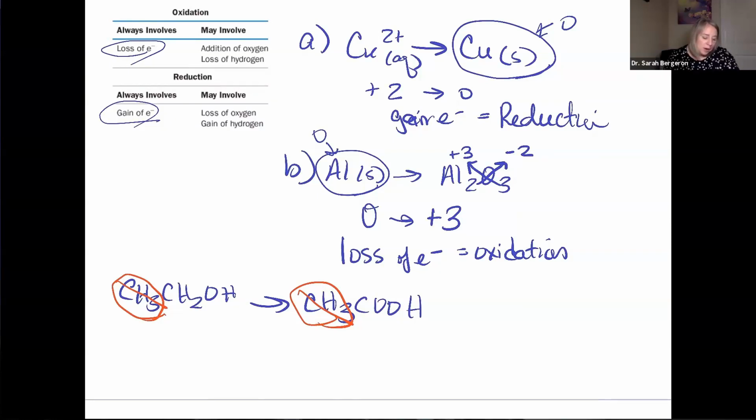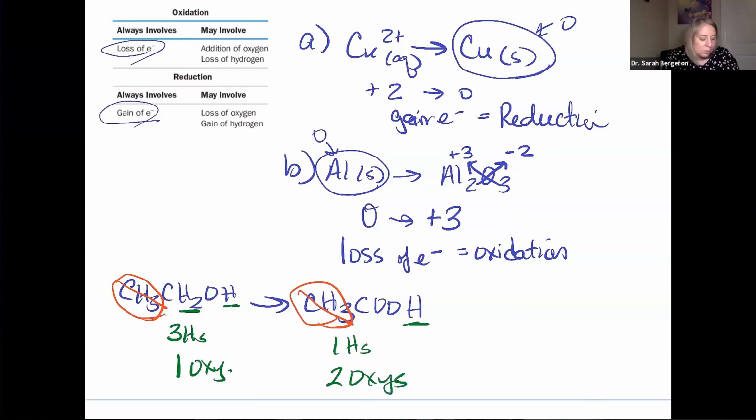And so I see here, I have 3 hydrogens, right? 2 here, 1 here. And I have 1 oxygen, all right? Now I look in my products. What do I have in my products? Oh, I only have 1 hydrogen and I have 2 oxygens.